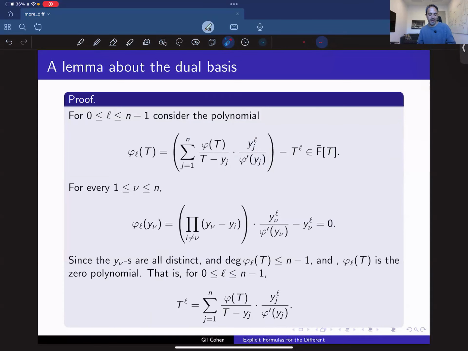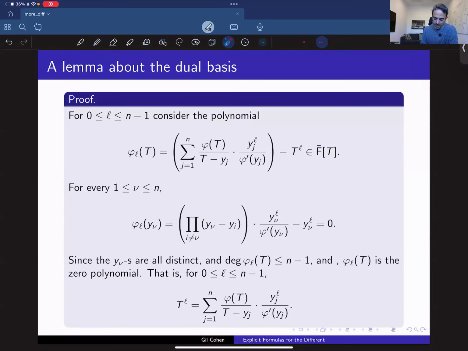It may not necessarily be clear why I'm looking at this right now, but let's look at this polynomial. Again, my goal is to show that for every fixed L, I have a different polynomial, and for each and every L this is the zero polynomial. Then I get that these two are the same polynomial: this very complicated polynomial at the end of the day equals t to the L. And from there, the proof will essentially follow. But let's first prove that this is the zero polynomial.